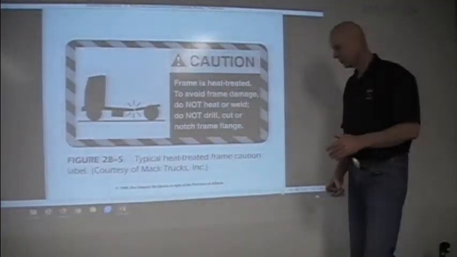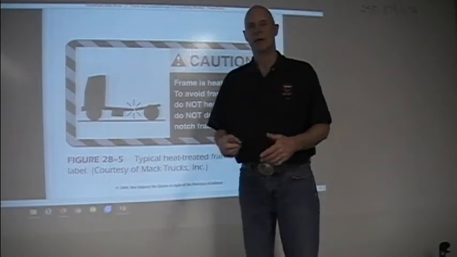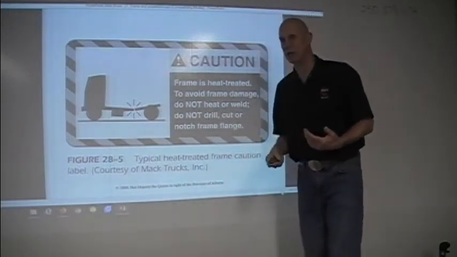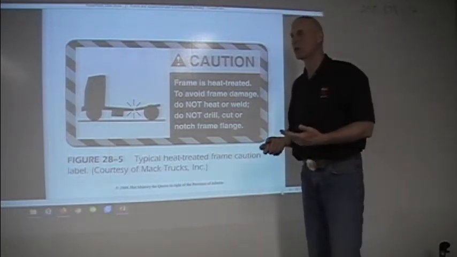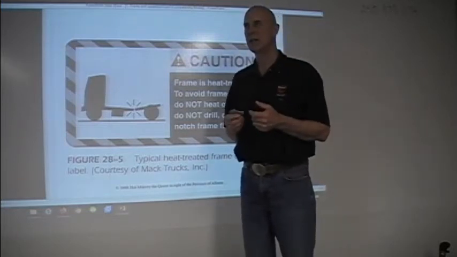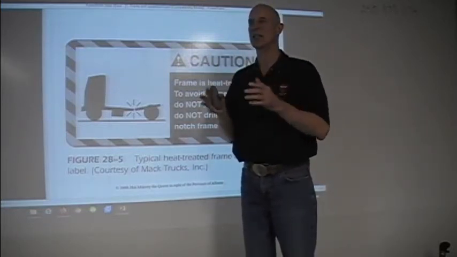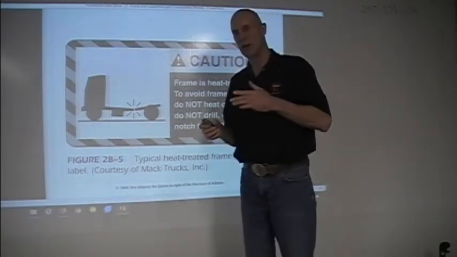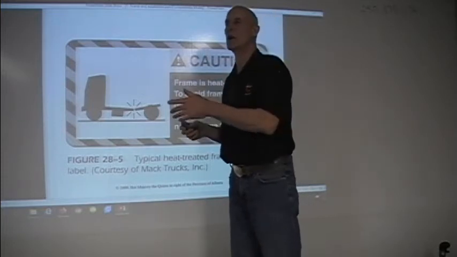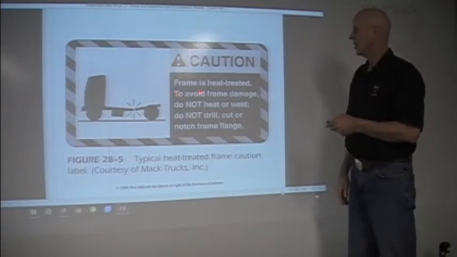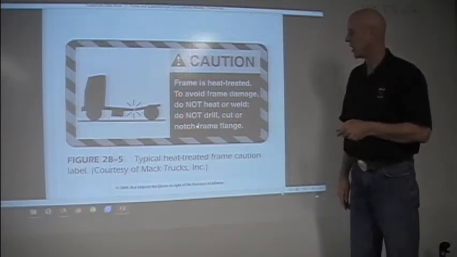Okay, so frame rails, they're heat treated, so we really have to be careful when we're welding on them. When we're drilling them, one of the things you'll notice on a heat treated frame rail is it's heat treated on the inside and the outside, but the center is still flexible, still soft. So when you're drilling, it'll be hard to drill, then you get into the soft material and then the hard material again. So again, do not heat or weld, do not drill, cut, or notch frame or flange.